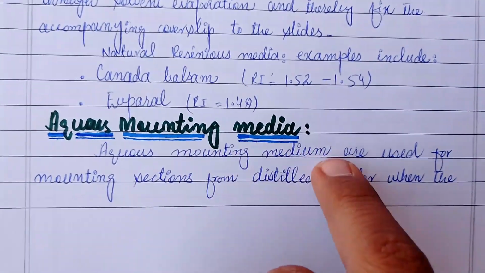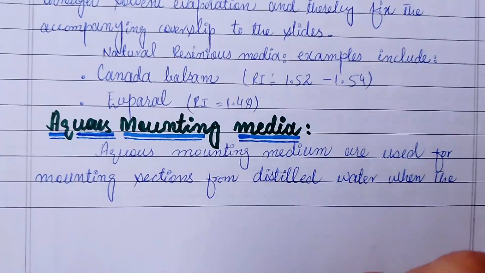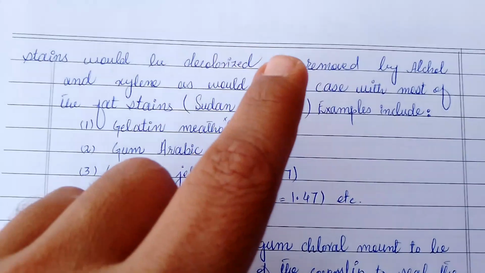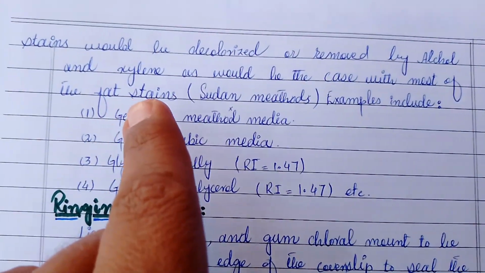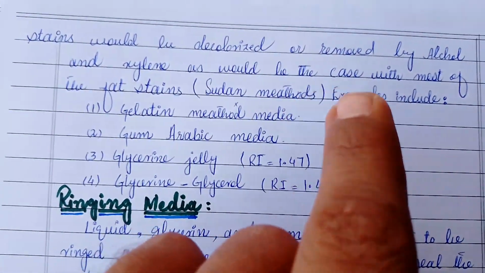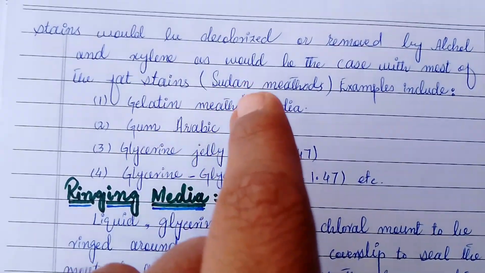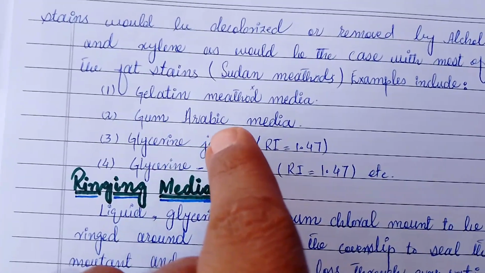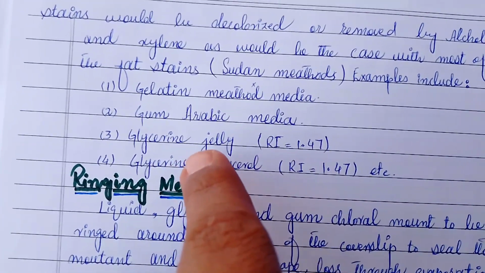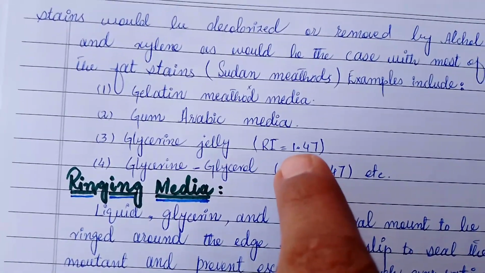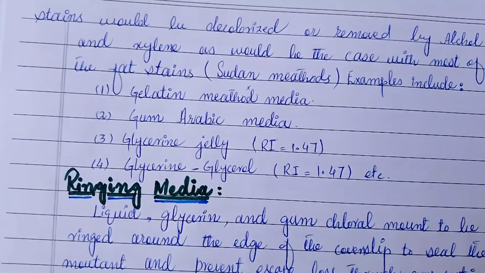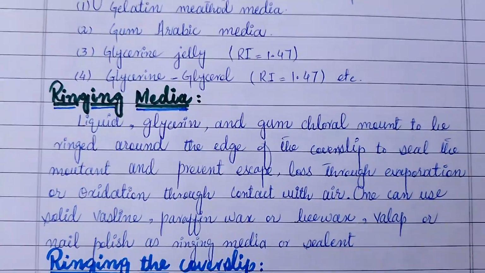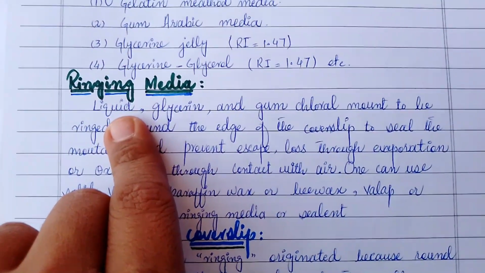Aqueous mounting media. Aqueous mounting media are used for mounting sections from distilled water when the stains would be decolorized or removed by alcohol and xylene, as would be the case with most of the fat stains, Sudan methods. Examples include gelatin media and gum arabic media. Glycerin jelly refractive index is 1.47, and glycerol refractive index is 1.47, etc.